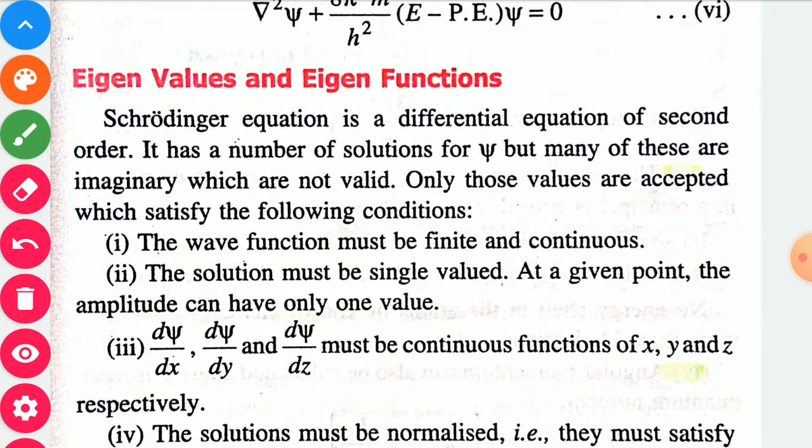Condition number one, the wave function, that is psi, must be finite and continuous. Second point, the solution must be single valued. At a given point, the amplitude can have only one value, meaning one value of amplitude should be given. Next point is that d psi upon dx, d psi upon dy and d psi upon dz must be continuous functions of x axis, y axis and z axis respectively.